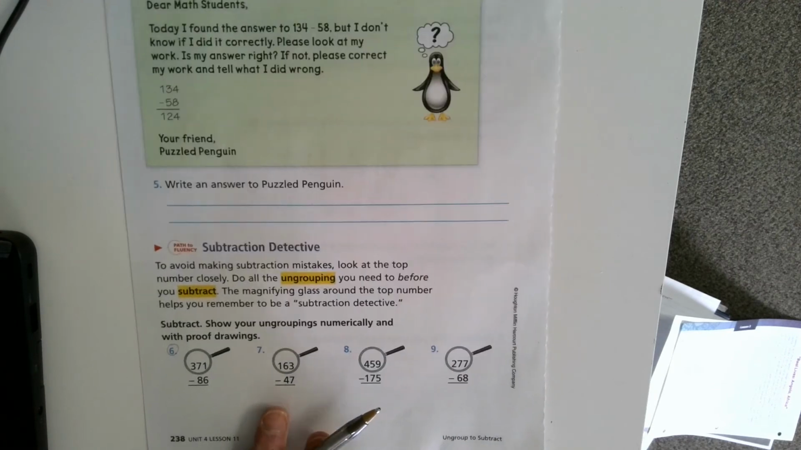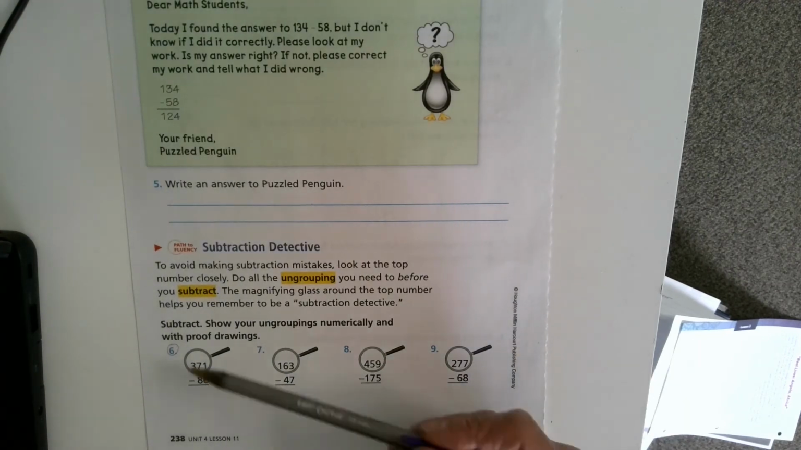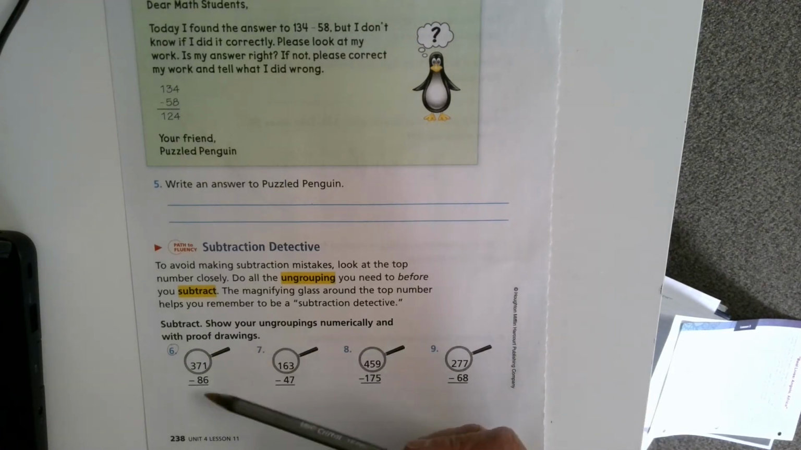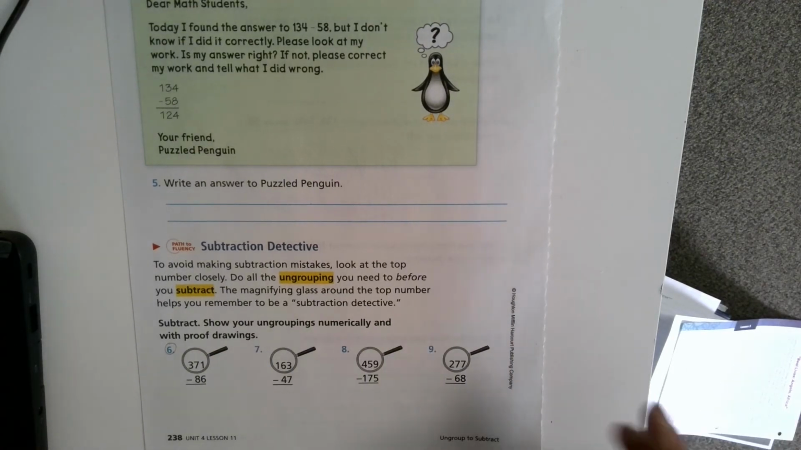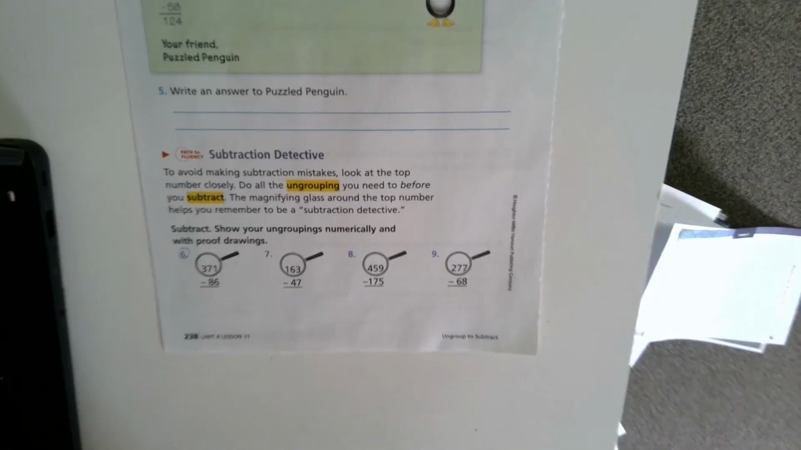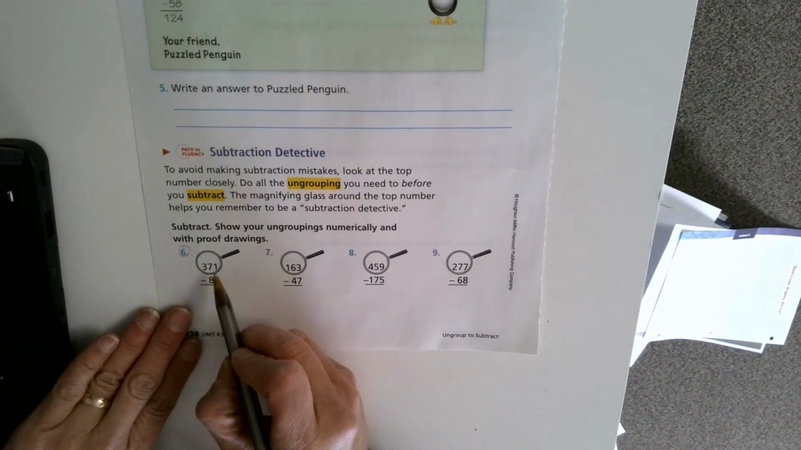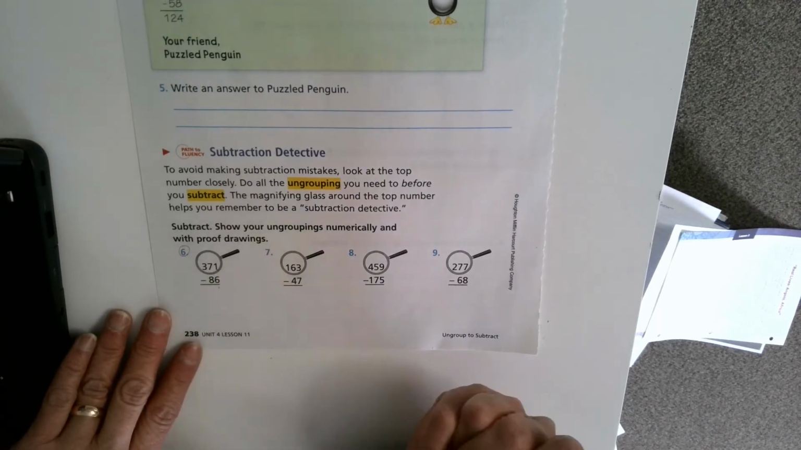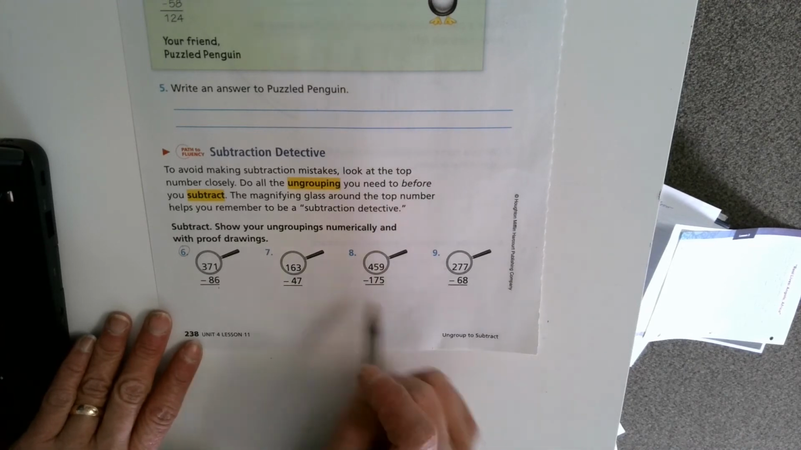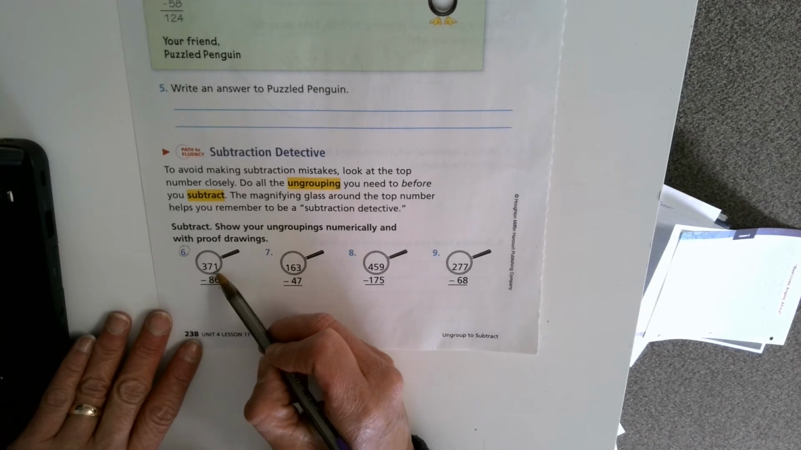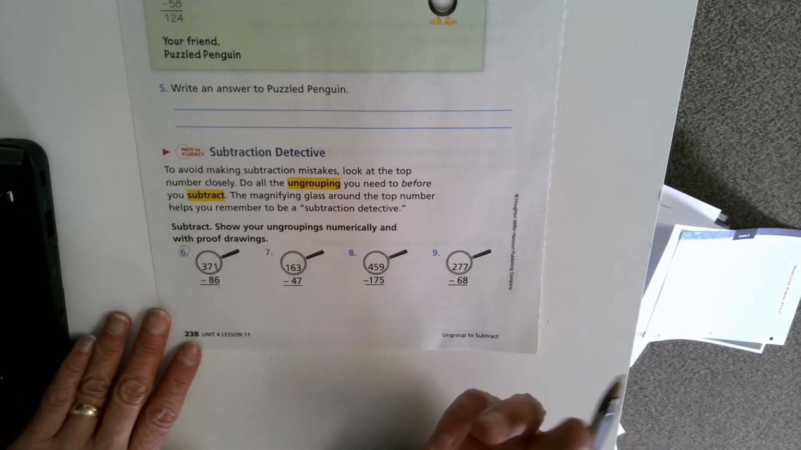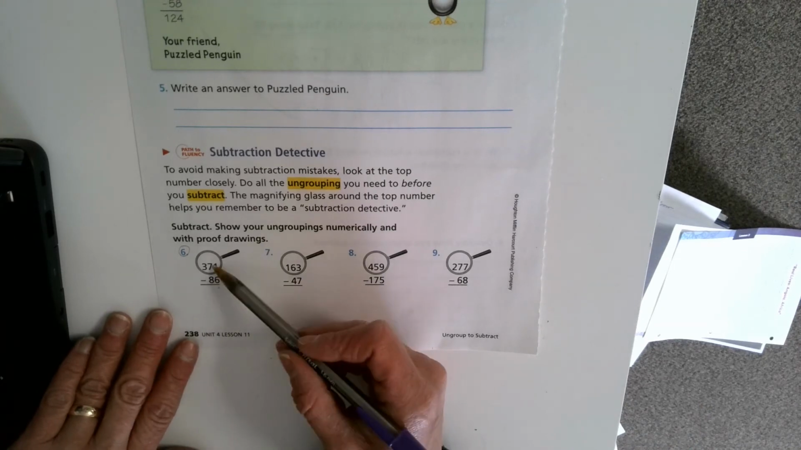I'm going to look at number 6 here. Subtract, show your ungroupings numerically and with proof drawings. So, 371 minus 86. If I were going to do that problem, I would do the same thing I did in the last one. Start in the ones place, 1 minus 6. Can I do that? I hope you're saying, no, I cannot. If I only have 1 stick of gum, I cannot give 6 students a piece of gum because I only have 1. So that's not going to work.